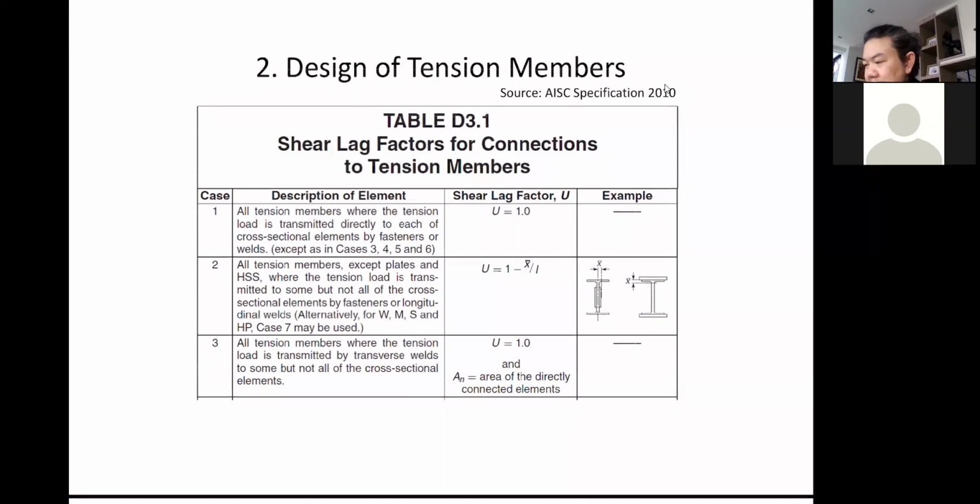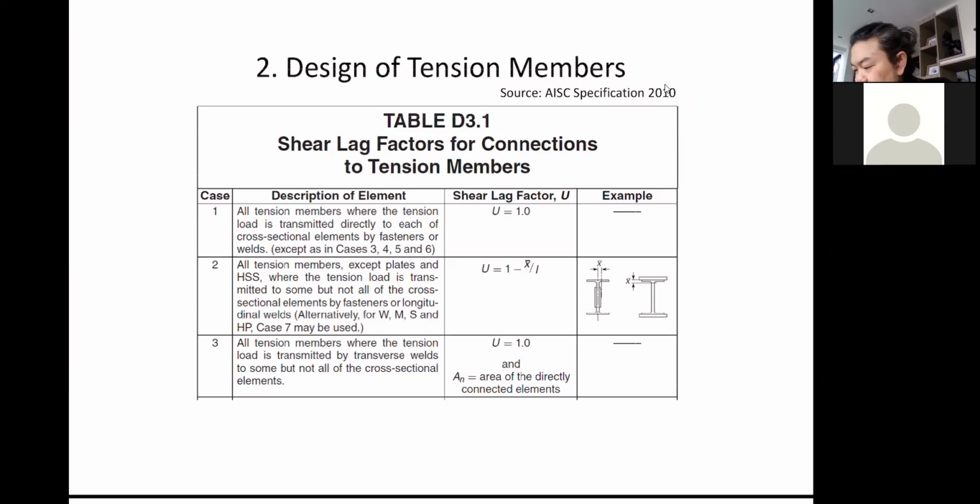Basically it states here that for tension members where the tension load is transmitted directly to each of the cross-sectional elements, U is equal to 1, or simply put, no shear lag problem. But see, they like to use the word transmit. It seems like sending out signals, or I don't know. I like transfer more.